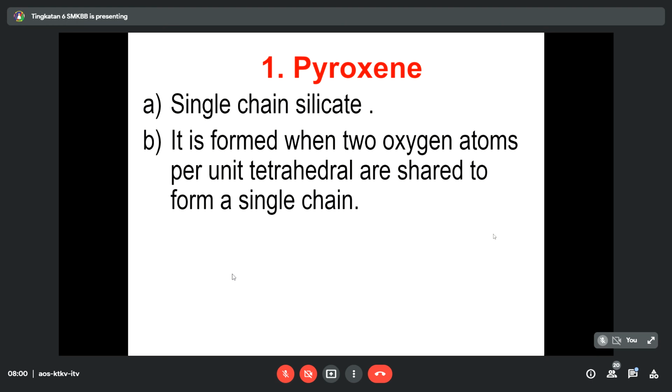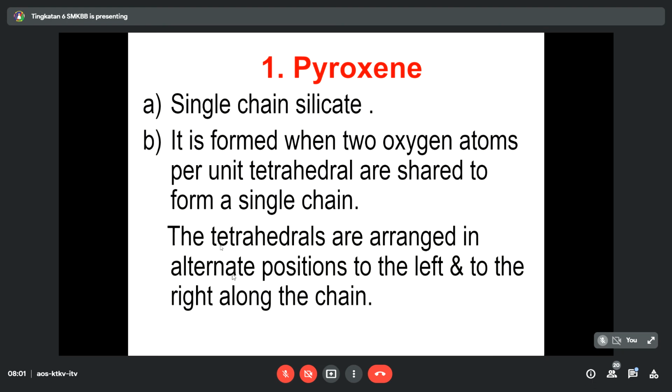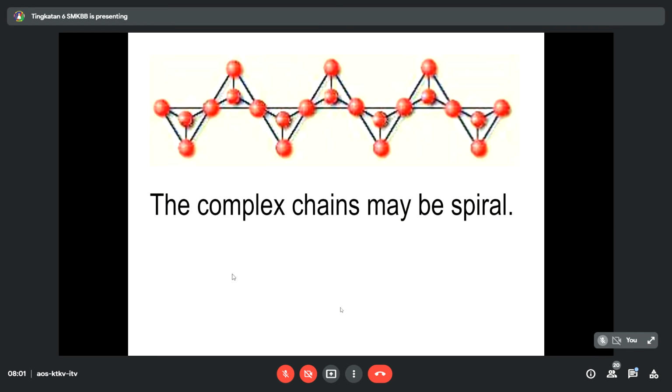Okay, it is formed when 2 oxygen atoms per unit tetrahedral are shared. Similar just now, in pyrosilicate, 2 units share 1 oxygen. So similar, 2 units. This one, 2 oxygen being shared because the pyroxene is long, so left and right being shared, forming a single bond, a single chain. Okay, so the tetrahedra, of course, are arranged in alternate positions to the left and to the right along the chain. There, alternate, up down, up down, up down.